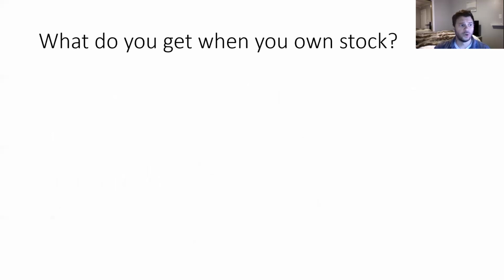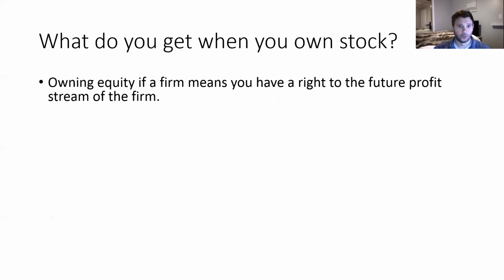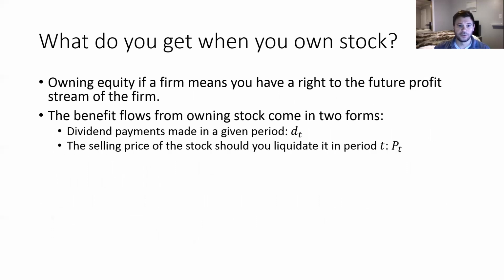So let's start by thinking about this question. What do you get when you own a share of company stock? And recall, we've discussed this, but if you're an equity holder of a firm, that means you have a right to the future profit stream of that firm. And in that regard, as a beneficiary of being a stock owner, you really get two benefits. The first is in terms of cash flows, you receive dividend payments. Those are potentially zero, but they're definitely not negative. And then you also receive some cash inflow at the time you decide to sell the stock, equal to P sub T if you sell the stock in period T.